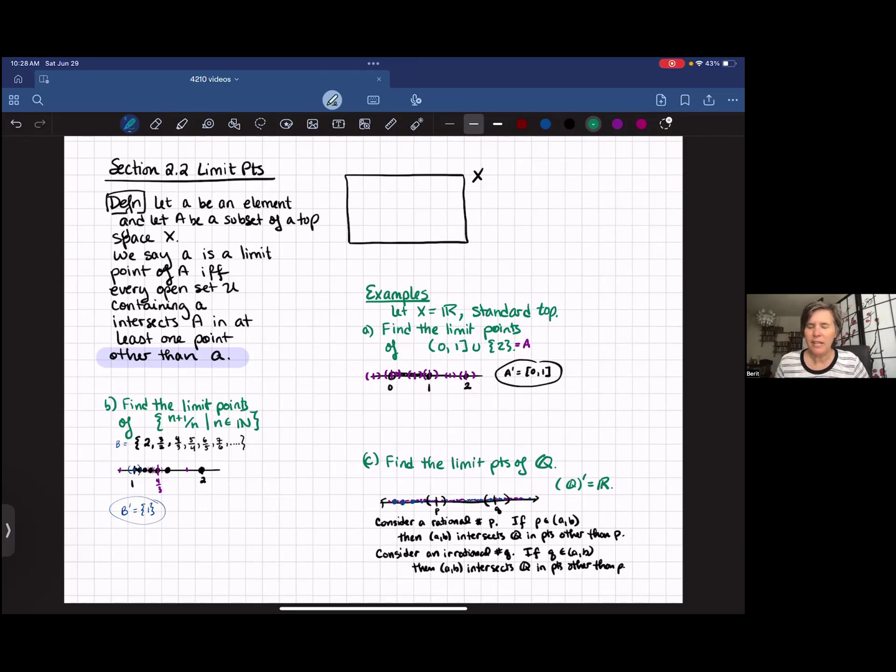That's a way of saying that in the standard topology, the rationals are evenly scattered everywhere. Every real number has rational numbers arbitrarily close to it. Okay, so that's the definition of limit points and some of the intuition that we get by investigating what limit points are in the standard topology.